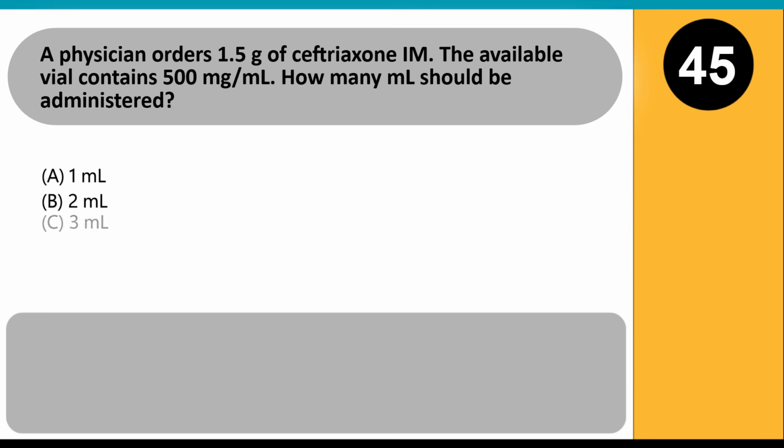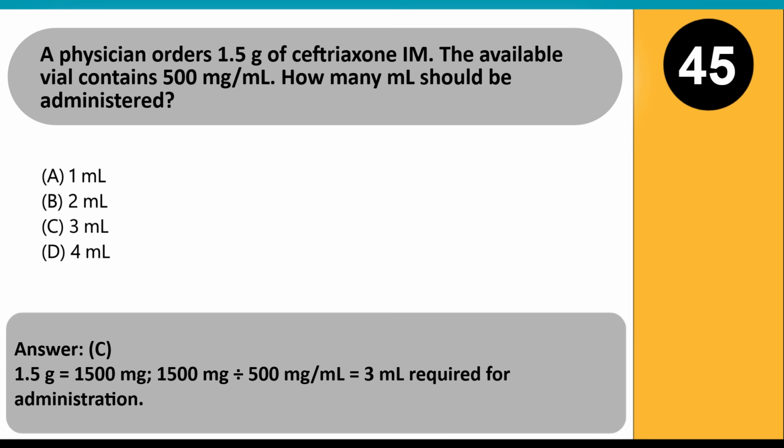A physician orders 1.5 g of ceftriaxone IM. The available vial contains 500 mg per milliliter. How many ml should be administered? A. 1 milliliter. B. 2 milliliters. C. 3 milliliters. D. 4 milliliters. Answer: C. 1.5 g equals 1,500 milligrams. 1,500 milligrams divided by 500 milligrams per milliliter equals 3 milliliters required for administration.